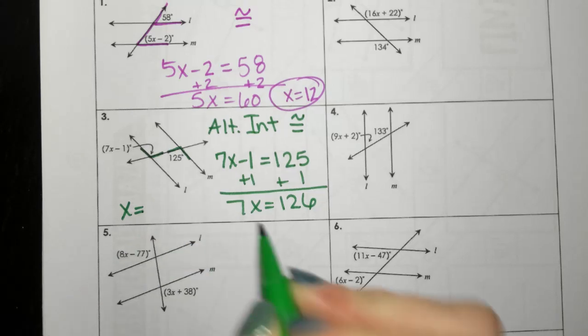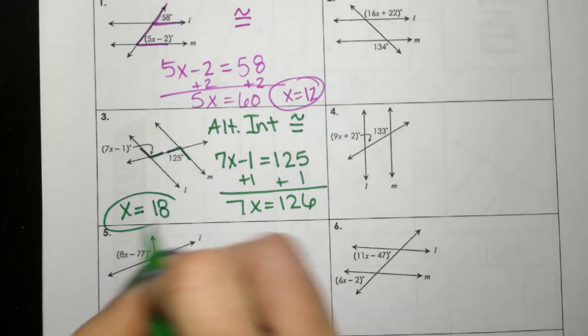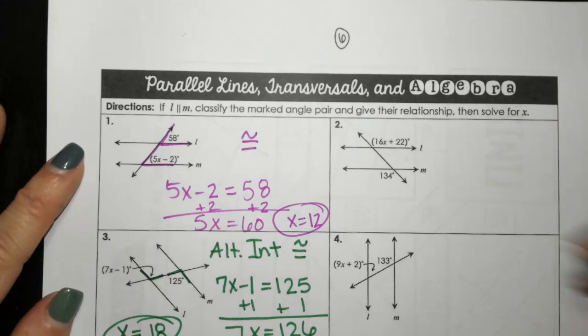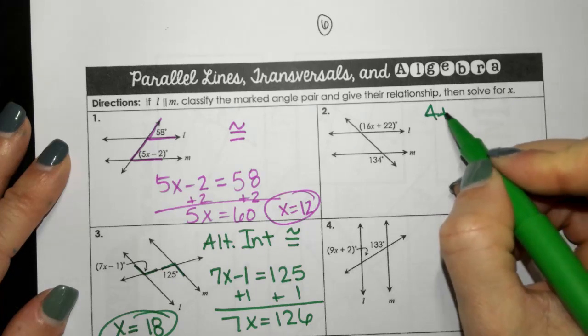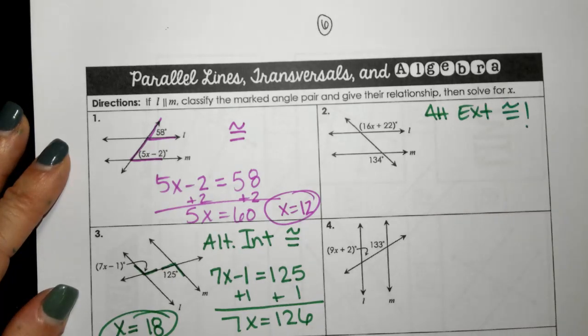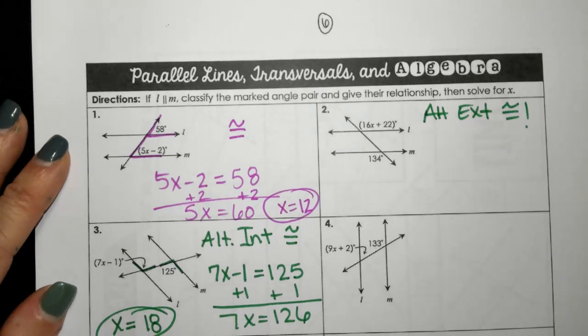X would equal 18. Awesome. So let's look at one that would not be congruent on this page. So here is alternate exterior. So those are congruent. So you could solve those.